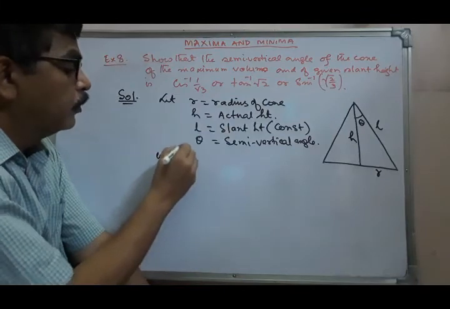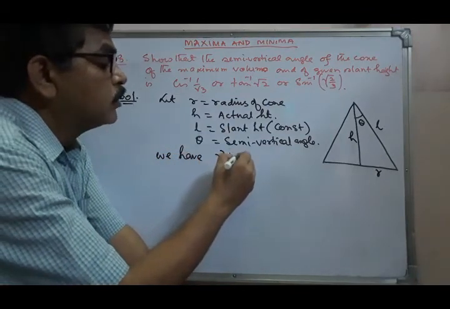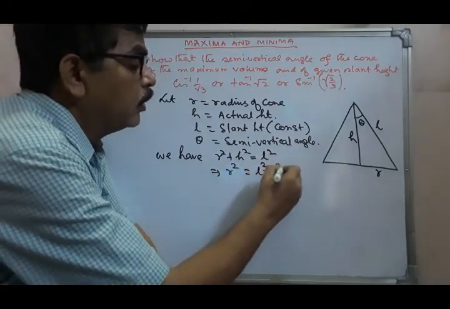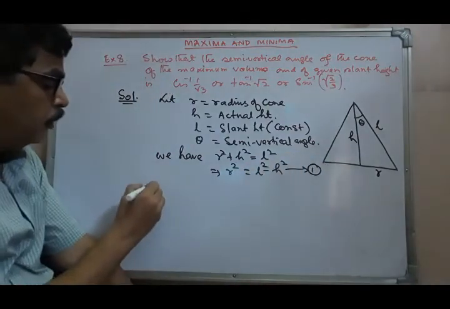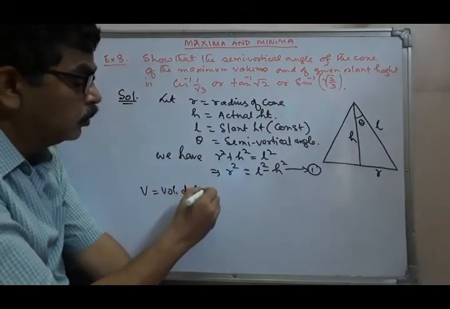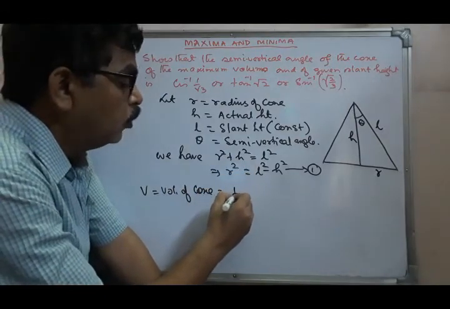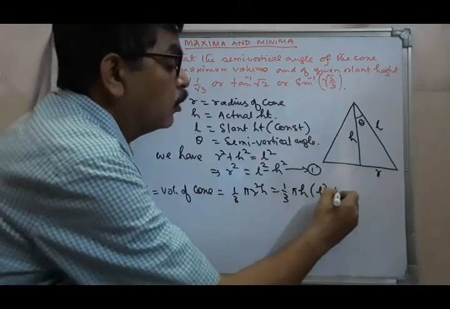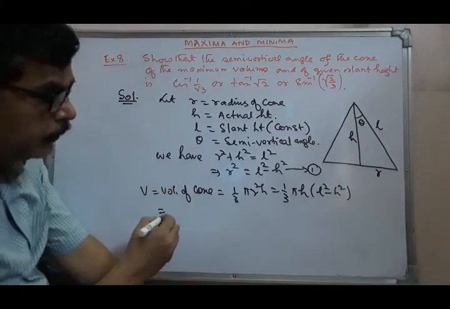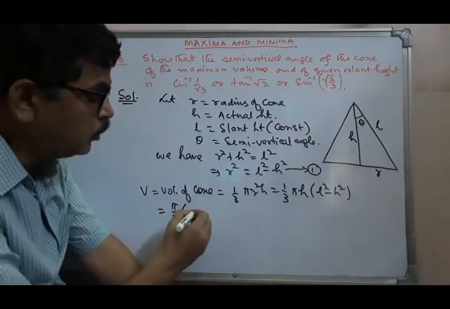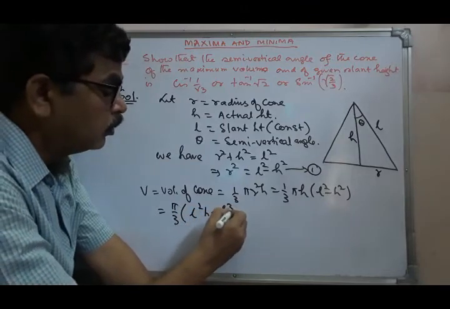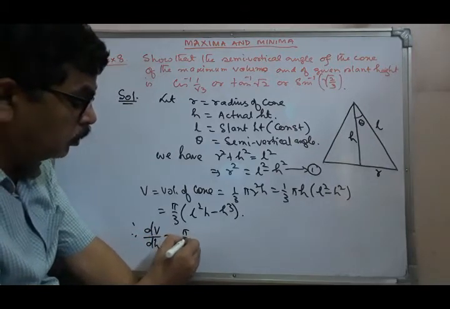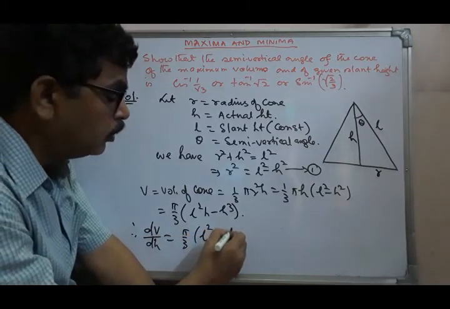We have r square plus h square equal to L square, so that r square equals L square minus h square. V equal to volume of cone. Volume of the cone is 1/3 pi r square h. So therefore what we get, pi by 3 multiply h inside: L square h minus h cube. Therefore dV by dh equals pi by 3 into (L square minus 3h square).